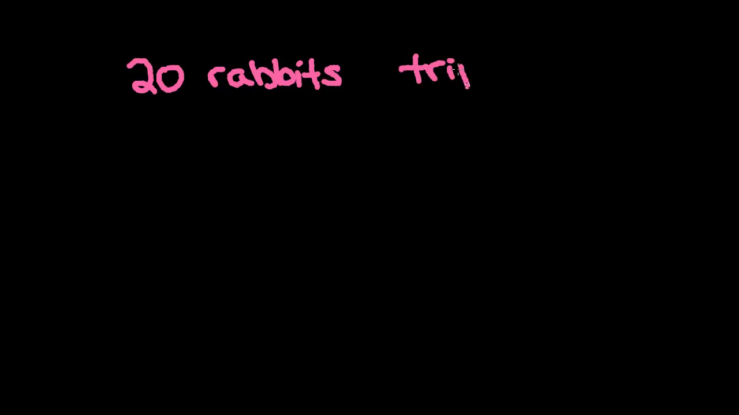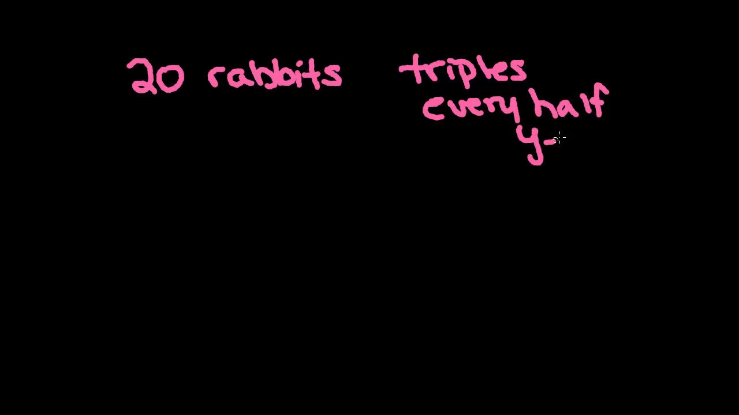Now what if we have something that triples? Suppose we have 20 rabbits, and the rabbit population triples every half year. So the population triples every half year. Then how many rabbits will there be after 2 years?